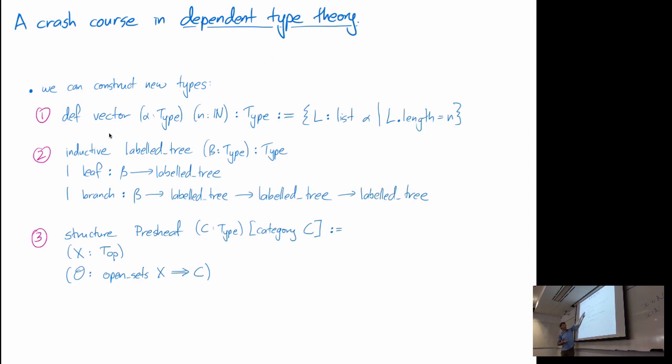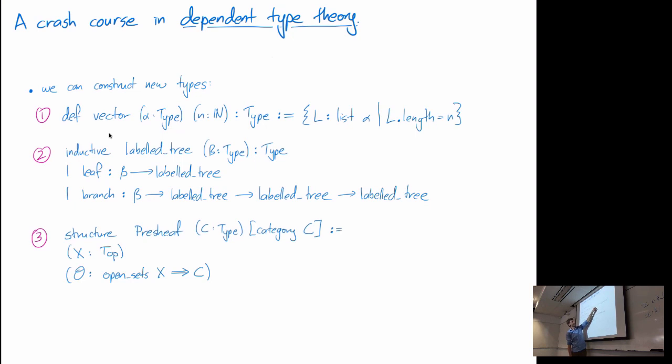We're defining some gadget called vector. It takes an argument alpha, which is some type, so you might think the natural numbers or smooth manifolds or something like that, and it takes a natural number, n, and the colon here is saying that this function is returning a type, okay? So this is something that's constructing a new type. And then the colon equals just means we're now giving a formula for this function.